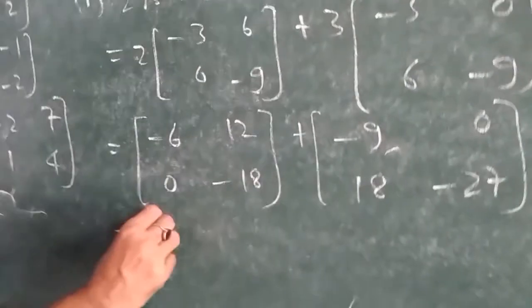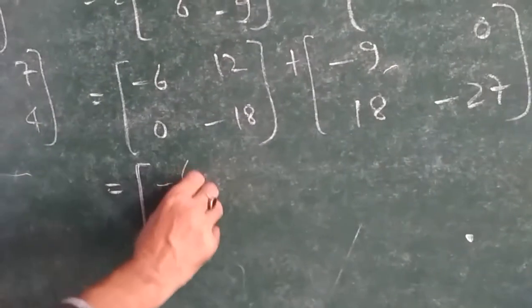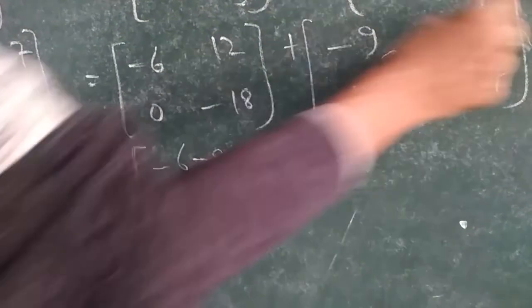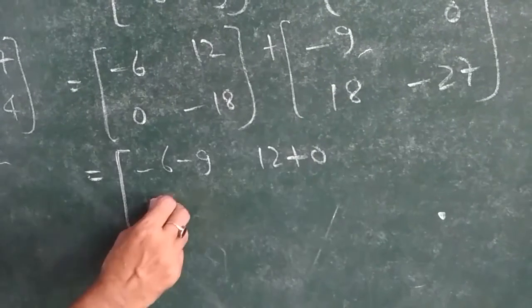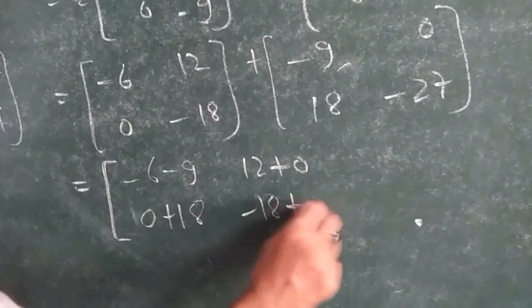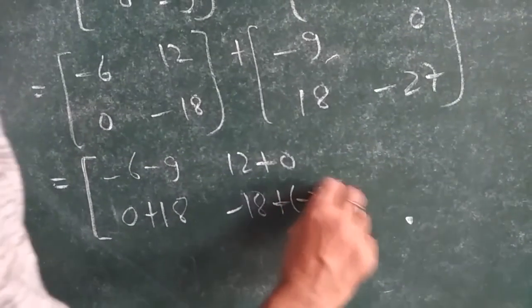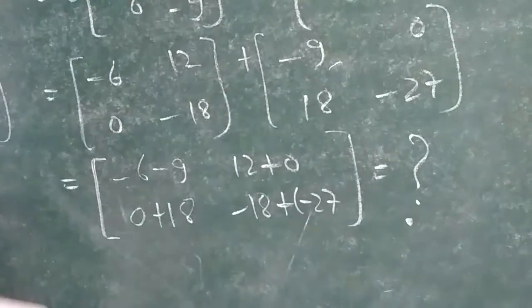Now we have to convert these two matrices into a single matrix. Minus 6, the first will be added with the first, the second with the second, the third with the third, minus 18 plus minus 27. Student, now you have to solve it yourself, you will get the answer.